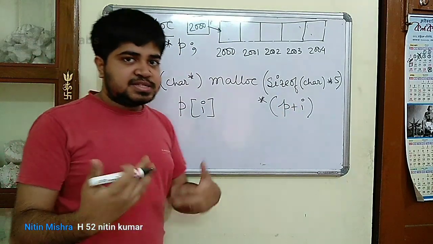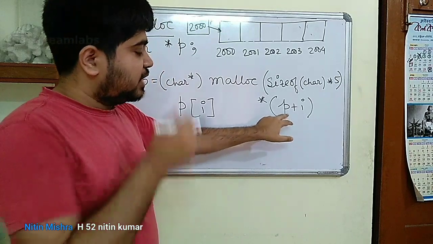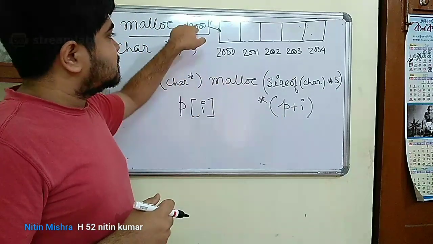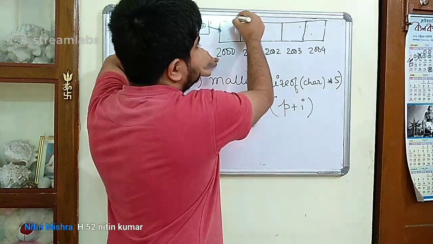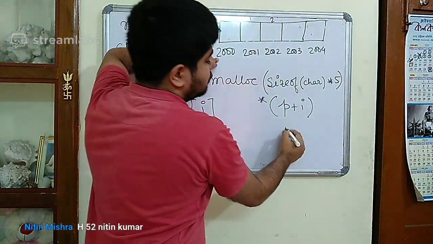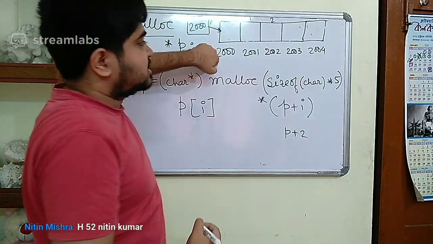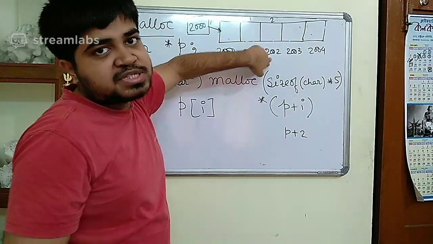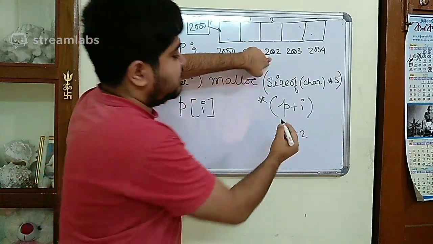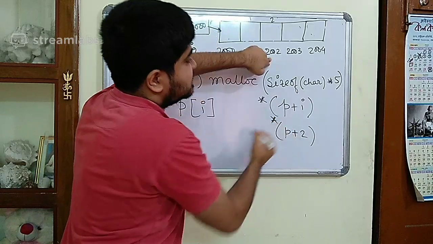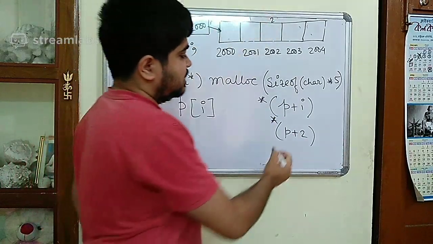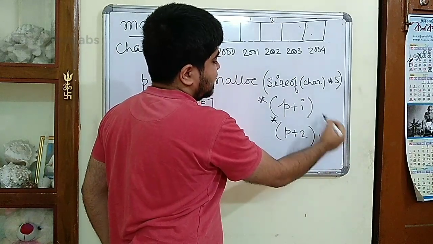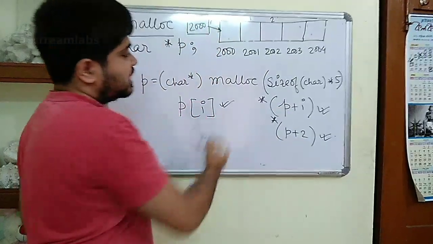Why p plus i? Obviously, this has been discussed multiple times, still I am going through it. P plus i is what? P is 2000 over here plus i. Suppose i is 0, 1, 2. If i is 2, then p plus 2 is actually 2002. I am just outside the box. And if I associate a star with this, I will enter the box, which is the content. So this procedure or this procedure can be followed.